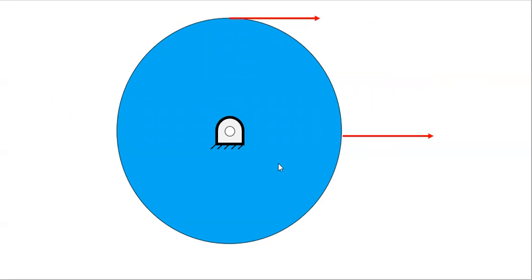Suppose that this is a disk and there are two forces, F1 and F2. Now let's calculate the torque of both these forces. For F1, you will see, if I extend the force, it will pass through the point of rotation. The torque of this force will be equal to 0. It's very easy, very simple.